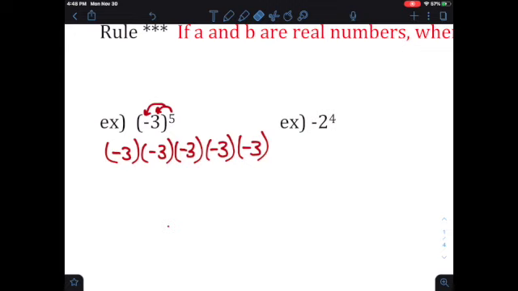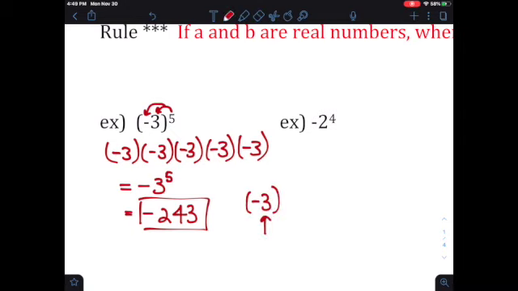And then because you actually have 5 negative signs, and it's an odd number, negative times negative becomes positive, positive times negative becomes negative, negative times negative becomes positive, and positive times negative becomes negative. And then it's going to be 3 to the 5th power, and 3 to the 5th power is going to be -243. And that's your answer for that one. Again, that's one that most people make a mistake on.